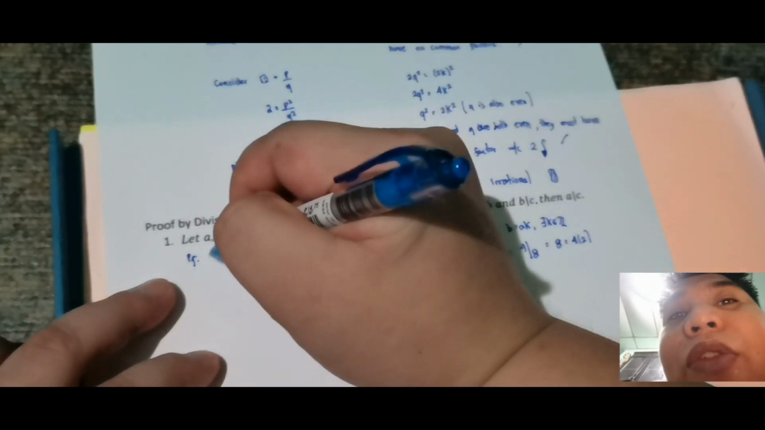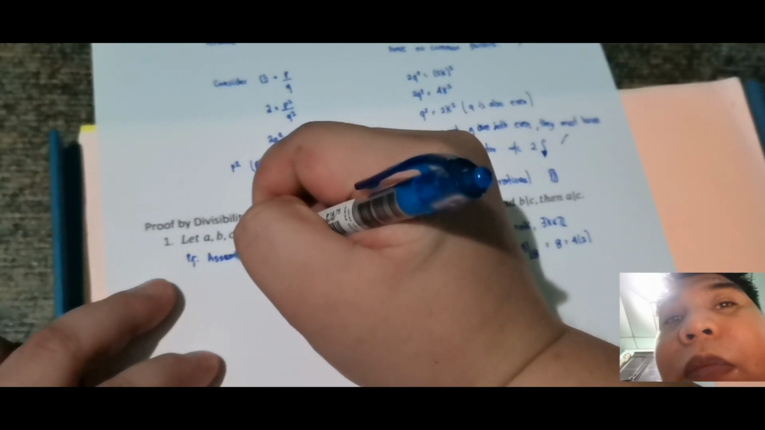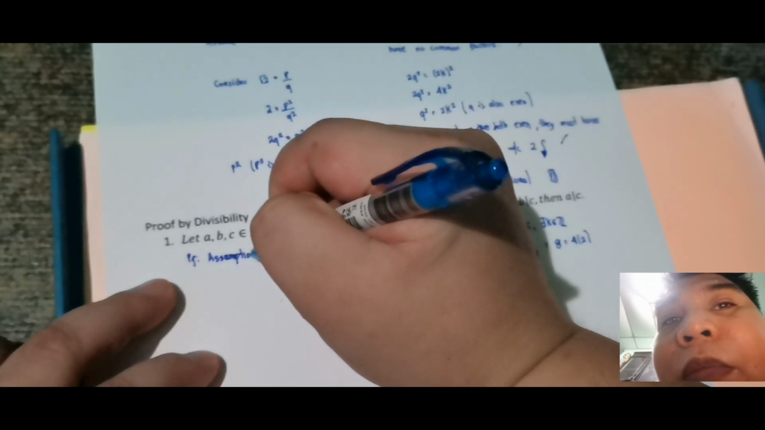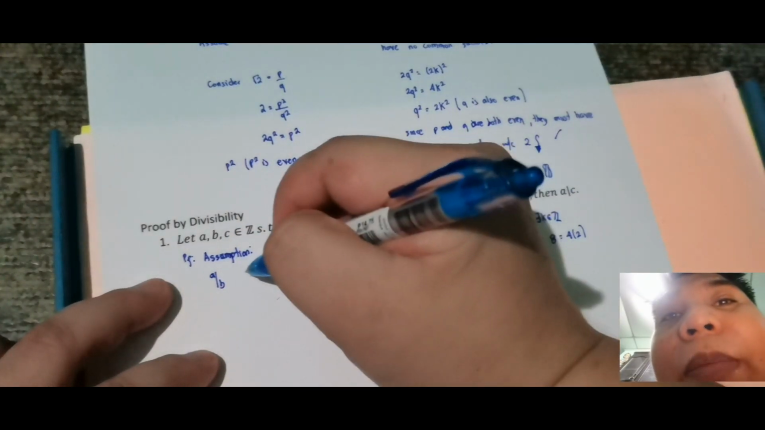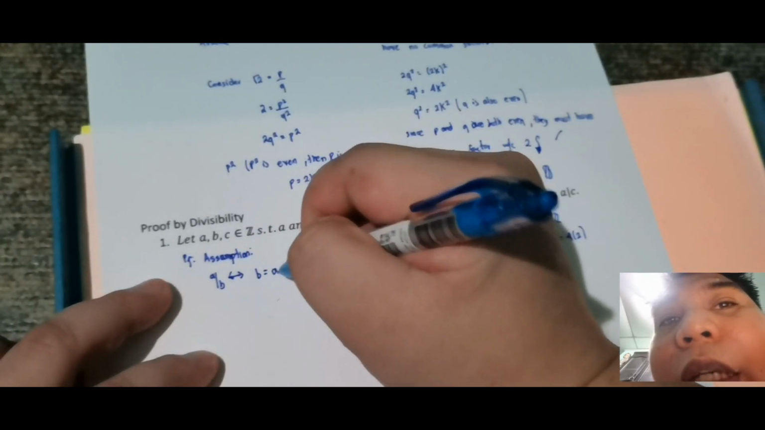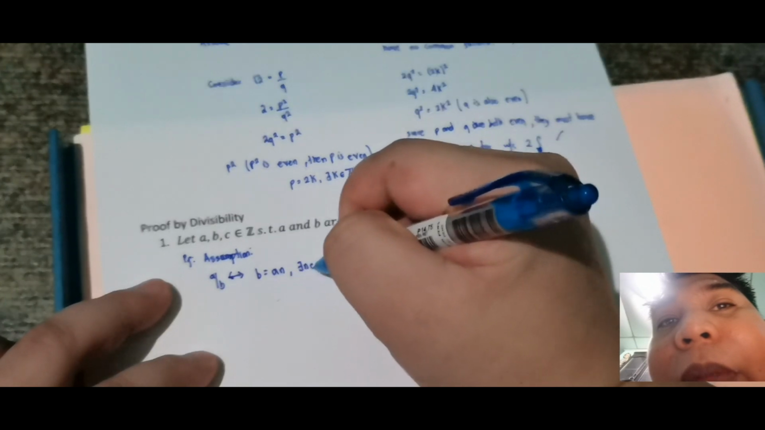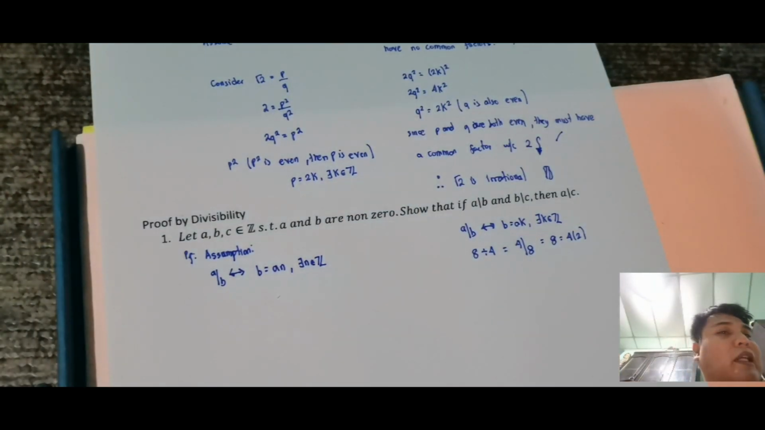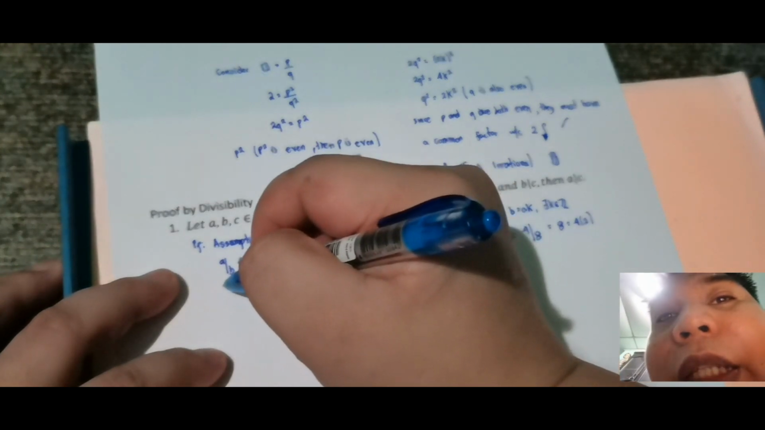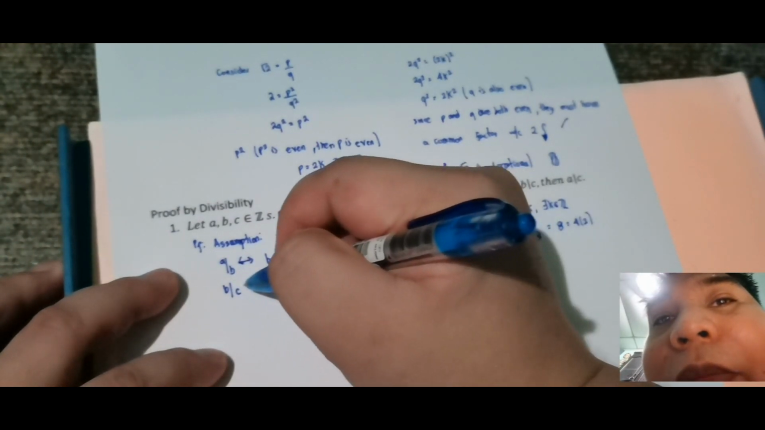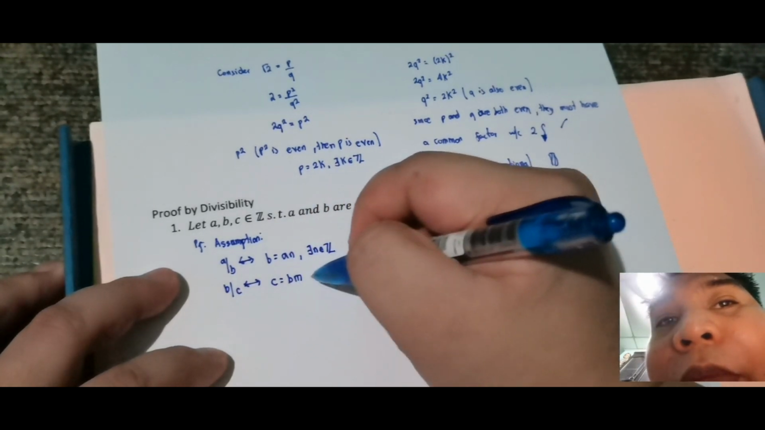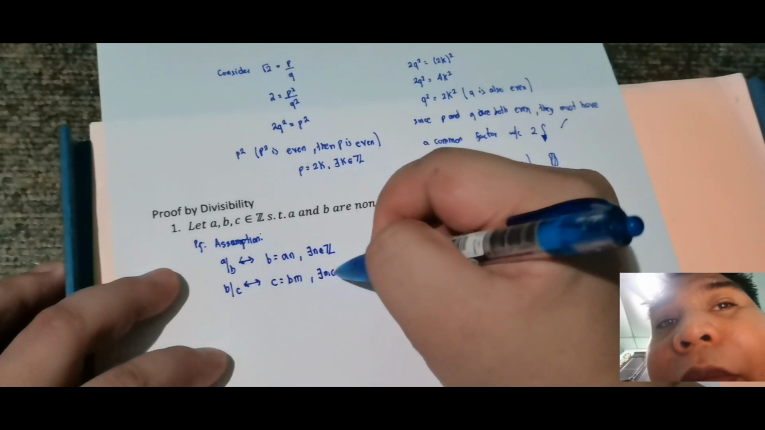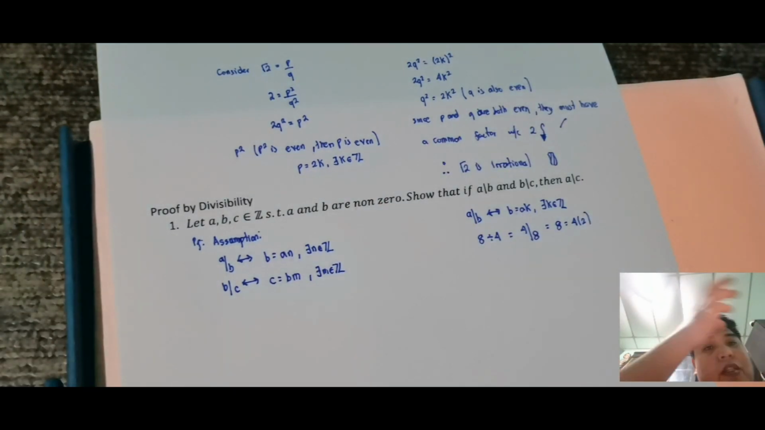Okay, yung mga assumption natin. Una, A divides B. Tama ba? A divides B, that is if and only if B is equal to AN for some N element ng integers. Ibang letter ginamit ko. Next, B divides C, that is if and only if C is equal to BM for some M element ng integers. Iba ulit yung ginamit ko.